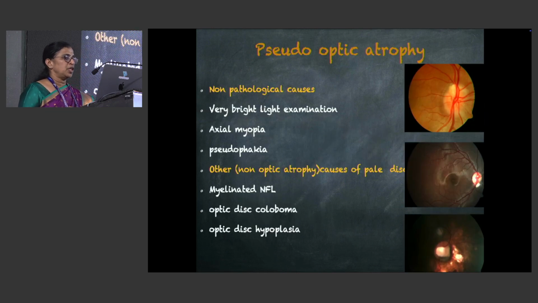And when you examine the optic disc in bright light, the optic disc can appear a little pale, and in high myopes and in pseudophakia also, you can see that the disc may appear pale, though it is normal. And other causes for pallor of the optic disc without optic atrophy are myelinated nerve fiber, optic disc coloboma, or optic disc hypoplasia.